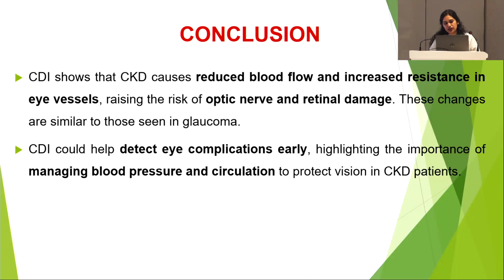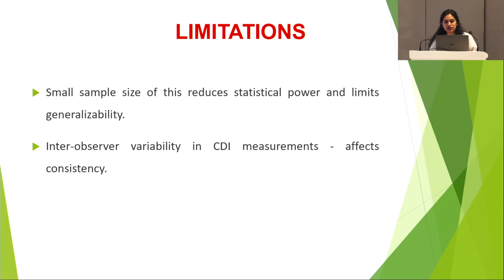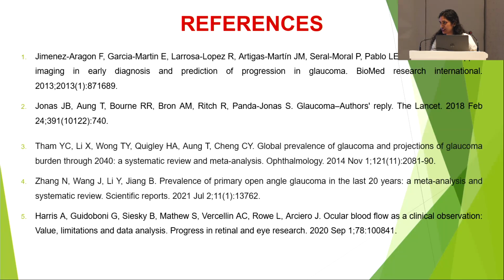I would like to conclude that color Doppler imaging shows that CKD causes reduced blood flow and increased resistance in eye vessels, raising the risk of optic nerve and retinal damage. These changes are similar to those seen in glaucoma. Color Doppler imaging could help detect eye complications early, highlighting the importance of managing blood pressure and circulation to protect vision in CKD patients. The limitations of the study were a small sample size and inter-observer variability in color Doppler imaging. These are my references. Thank you.